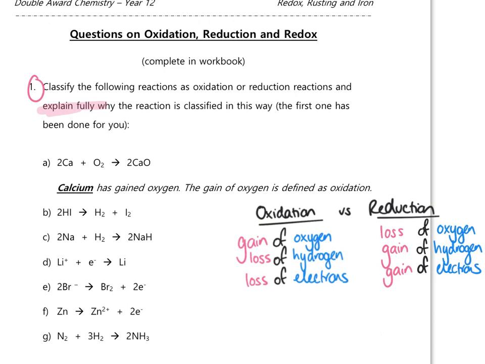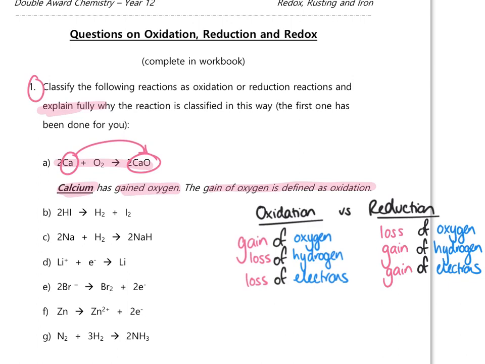So in your book, I would like you to write out the equation first of all and then explain. And you can see in this reaction that calcium has gained oxygen. The gain of oxygen is defined as oxidation. So having a look at that equation, you can see that calcium is going from Ca to CaO, and so that shows us that calcium has gained oxygen, and we know that the gain of oxygen is defined as oxidation. So that's all that you need to write, 2 sentences for each of them.